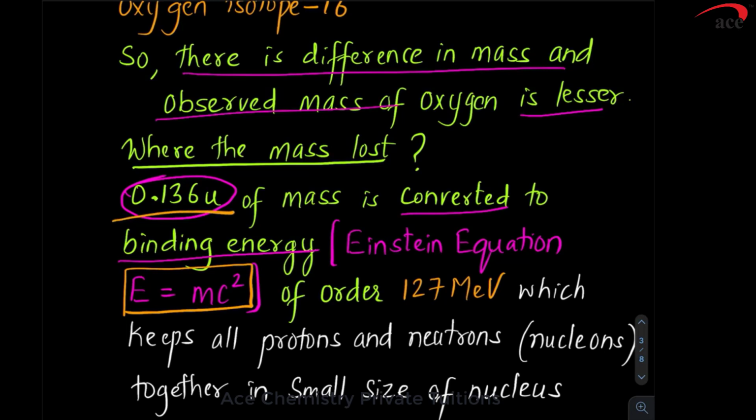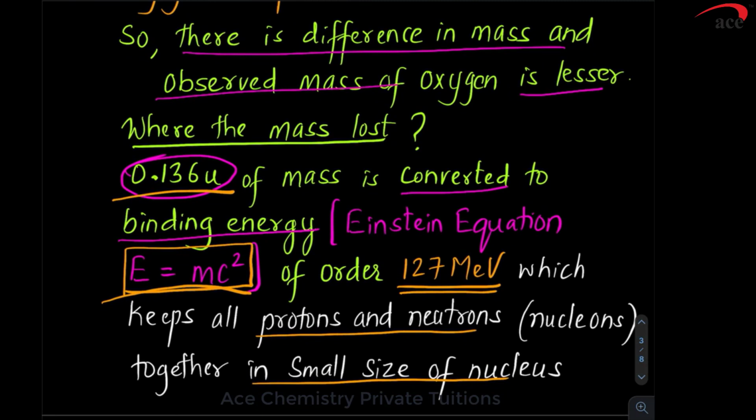E is equal to mc square, and this small mass as per this equation is responsible for 127 million electron volt of energy. Such a large amount of energy keeps protons and neutrons together inside the small size of the nucleus. That is the reason if somebody tries to destroy the nucleus of oxygen by some means, it will release a large amount of energy per nucleus, this much energy.